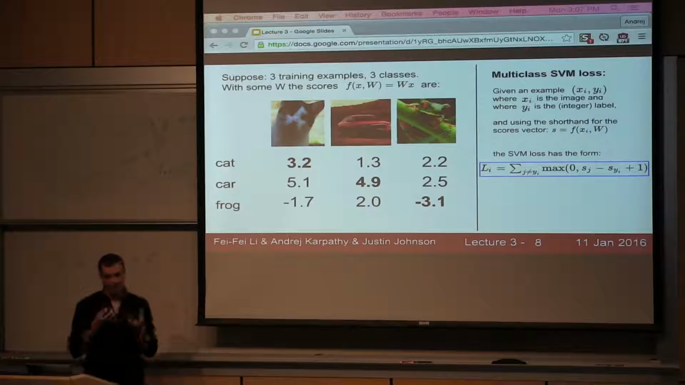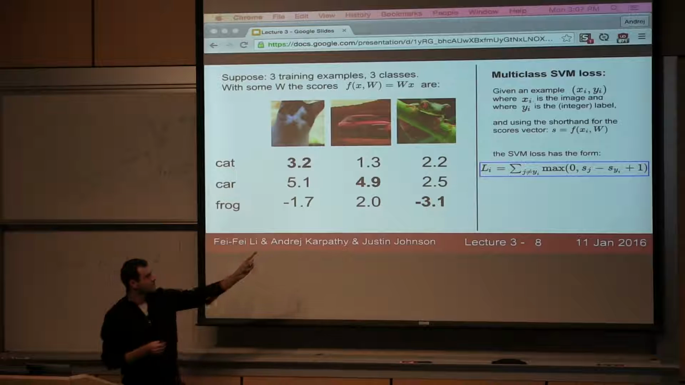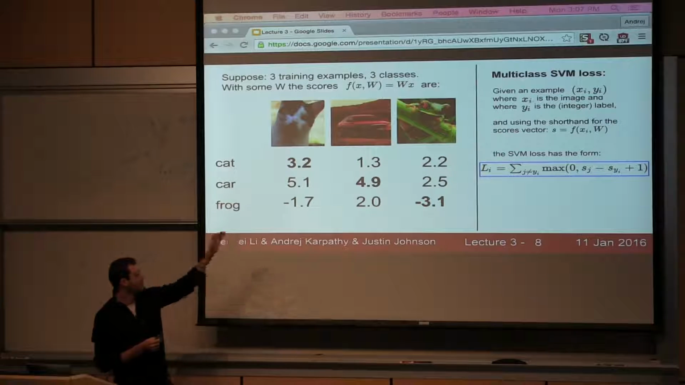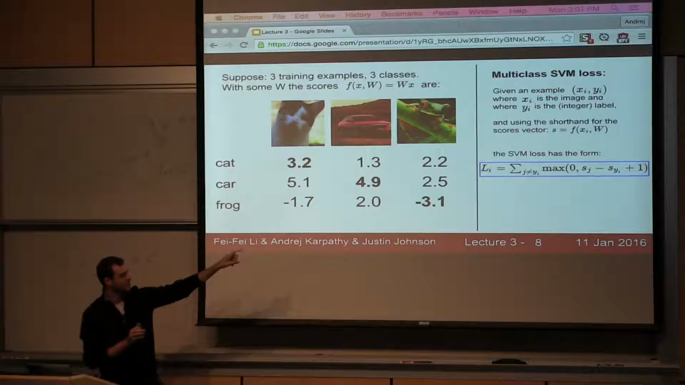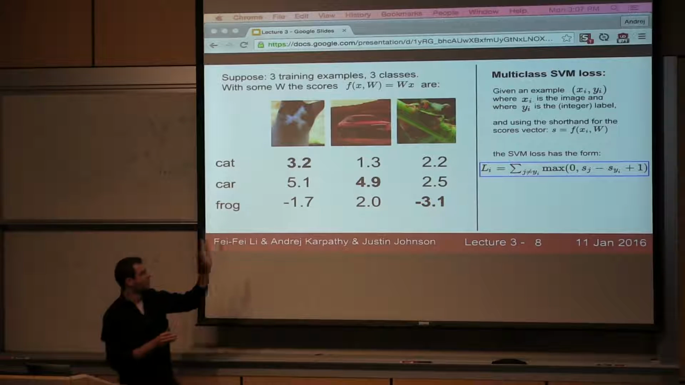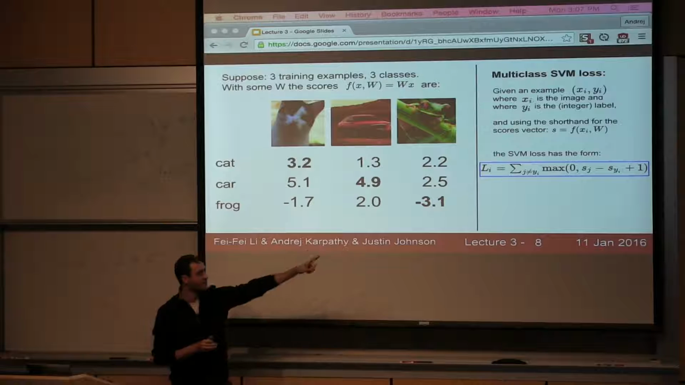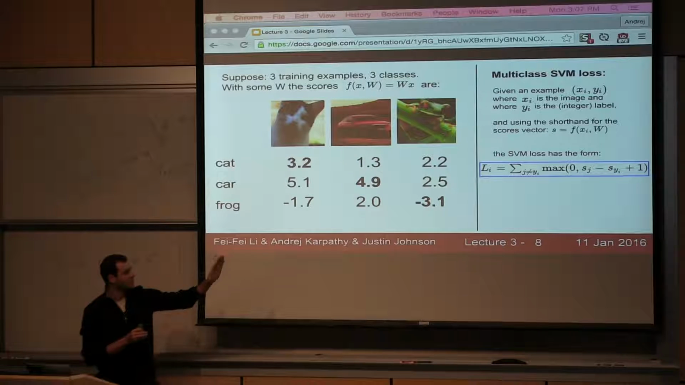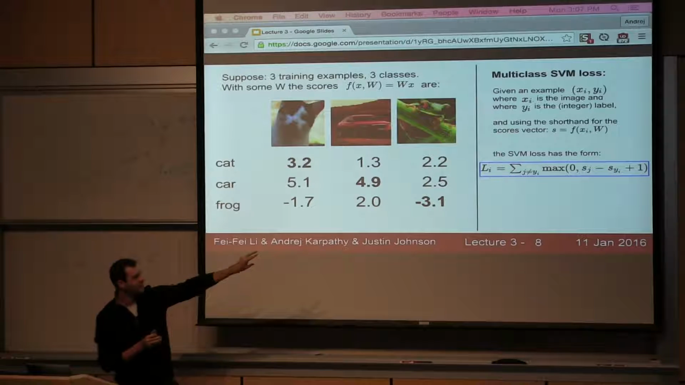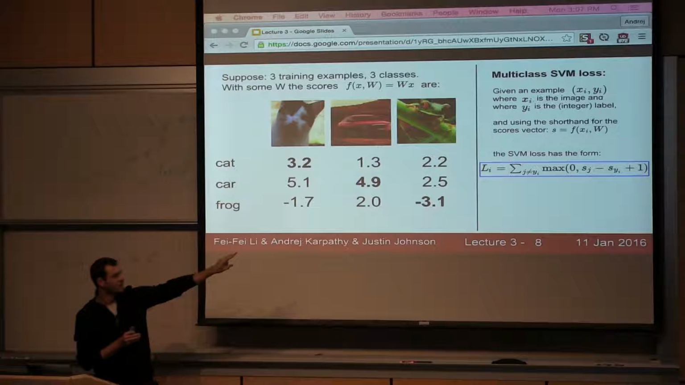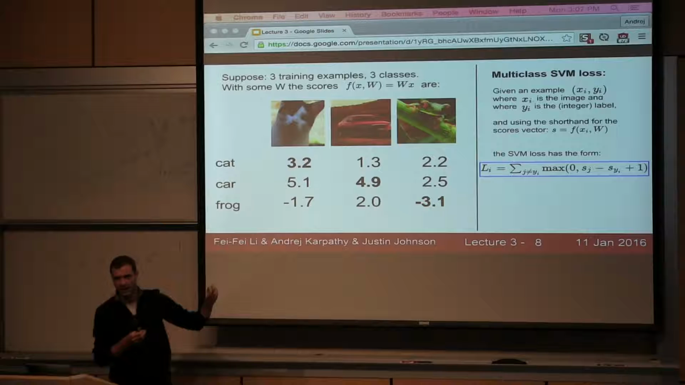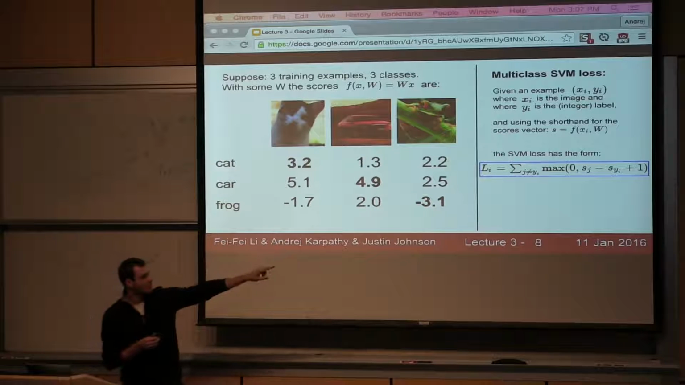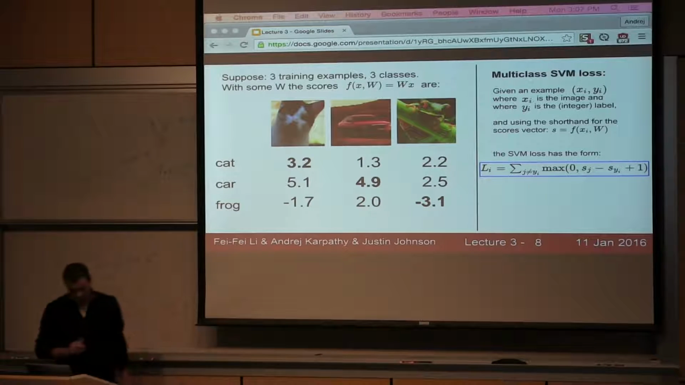Effectively, what the SVM loss is saying is that it's summing across all the incorrect classes. So for every single example, we have that loss, and it's summing across all the incorrect classes, and it's comparing the score that the correct class received and the score that the incorrect class received: s_j minus s_yi, with yi being the correct label, plus 1, and then that's maxed with 0.